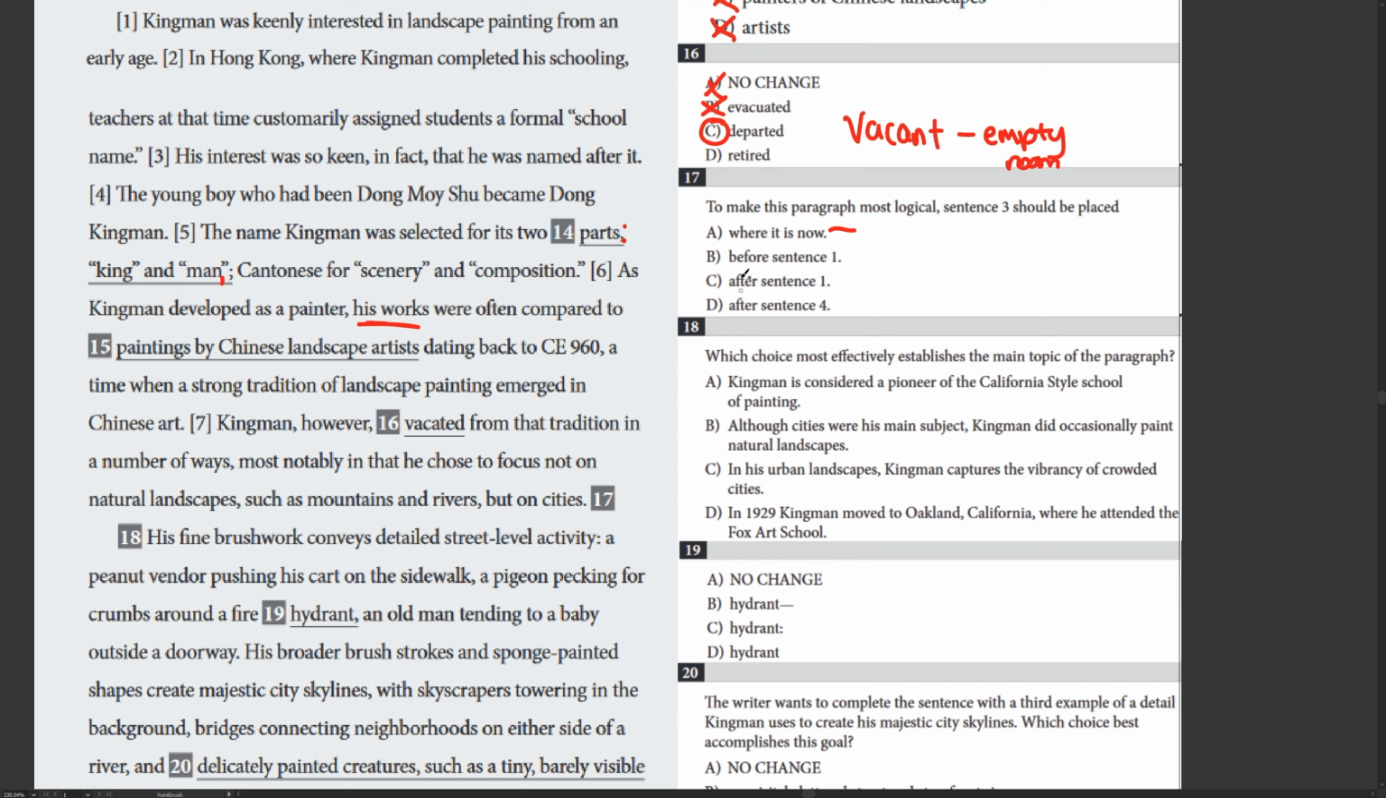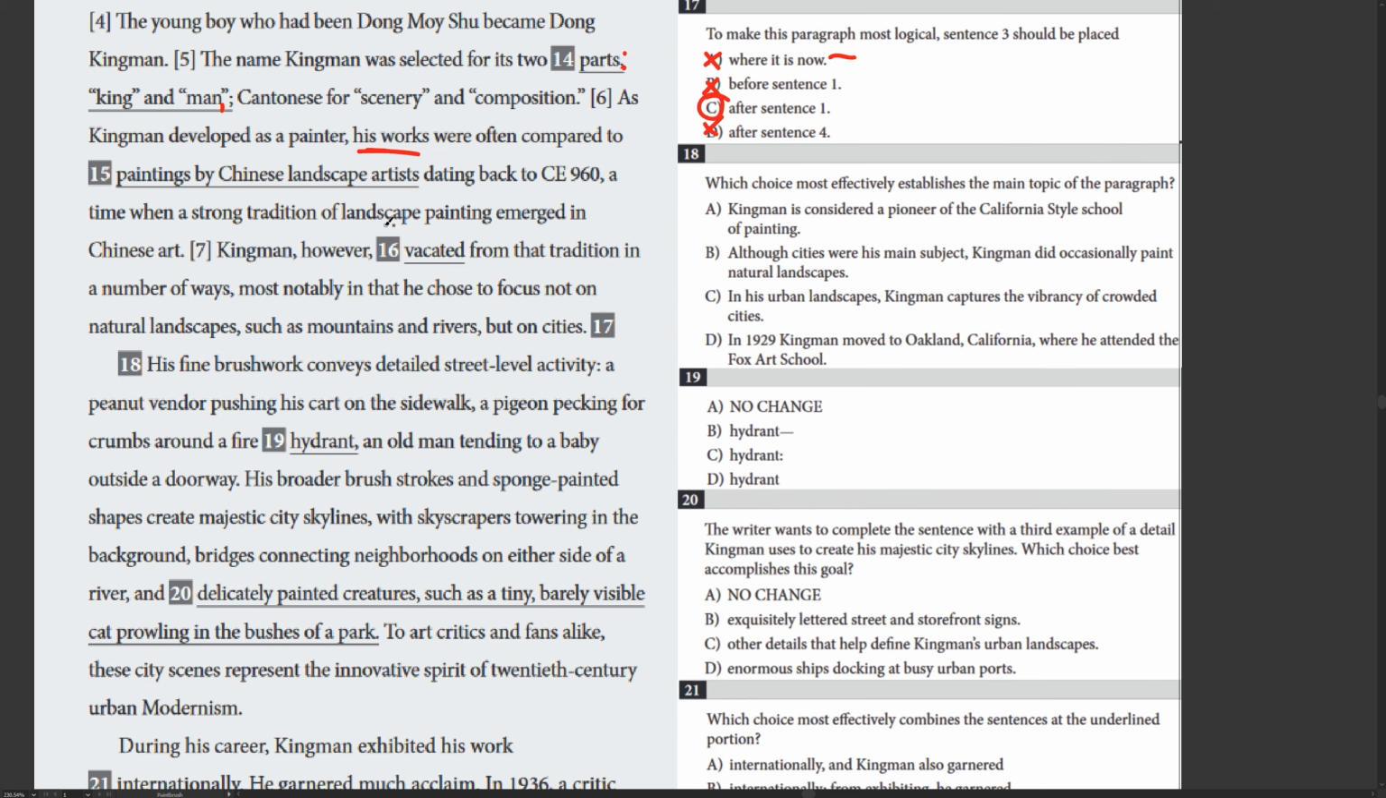So in that case, sentence 3 is describing or expanding on his interest a bit more. So it will make sense that sentence 3 would go right after sentence 1, which is what C says. Sentence 4 is going to be incorrect because you go from talking about Kingman's name to his interest, but in fact we also have sentence 1 that talks about his interest. So I'm just going to stick with C. Before sentence 1 would not be good either because we haven't described his keen interest yet. And since sentence 3 expands on his interest, it wouldn't be right to put it before sentence 1.